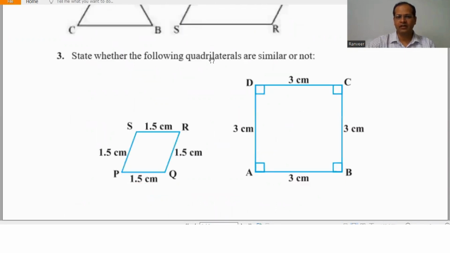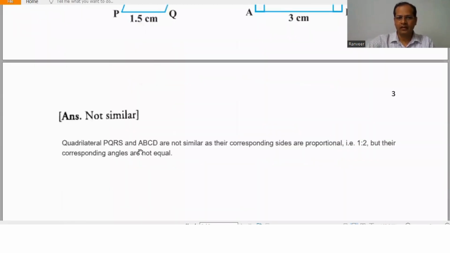Third question, state whether the following quadrilaterals are similar or not. Definitely from the given figure, it looks like their angles are not equal, but their corresponding sides are proportional. So this is not similar. Not similar, corresponding sides are proportional, but their corresponding angles are not equal.